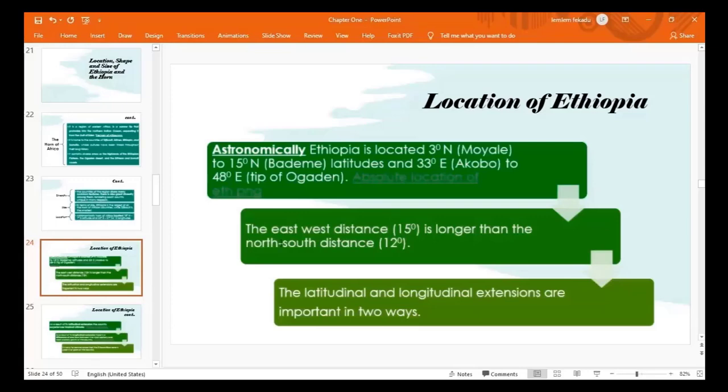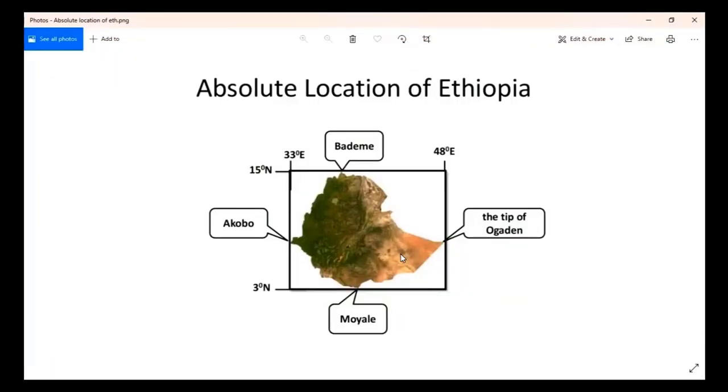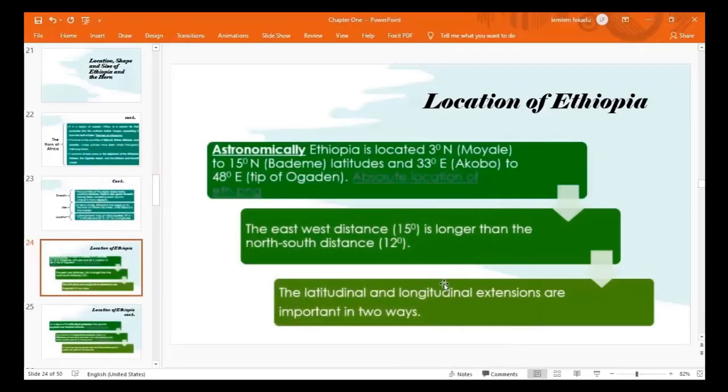So we can see the location map of Ethiopia. So the absolute location of Ethiopia is 3 degree up to 15 degree north latitude. To the west, the Ethiopia border is Akobo. The northern border is Badime, and the east border is the tip of Ogaden, and the south is Moyale. So this is the absolute location of Ethiopia.